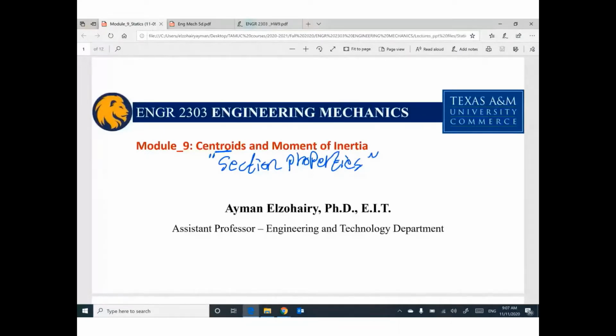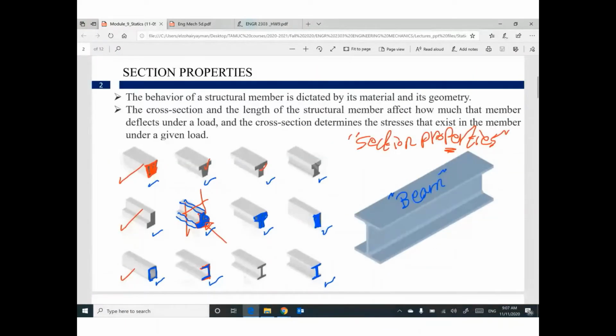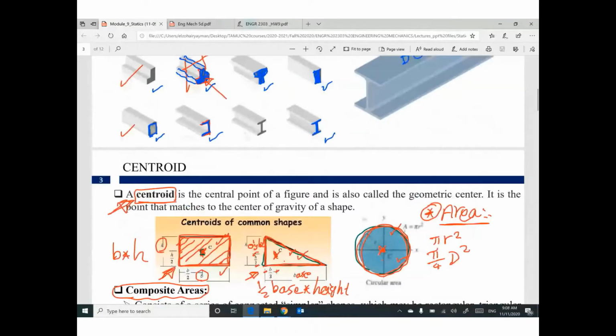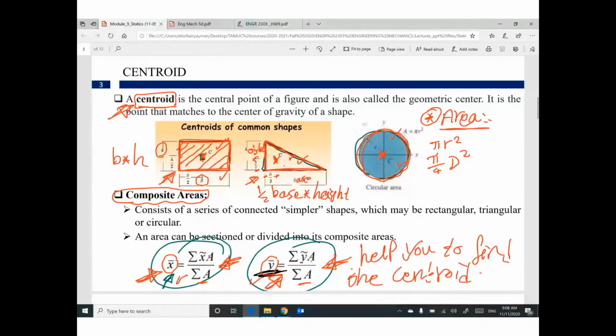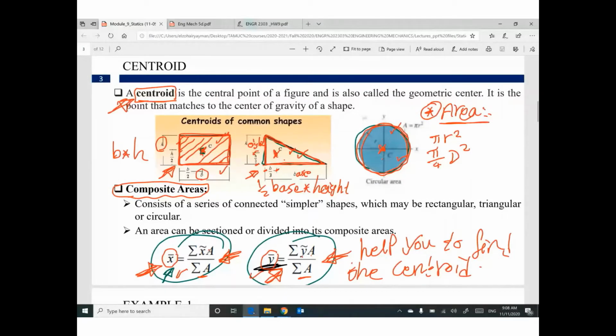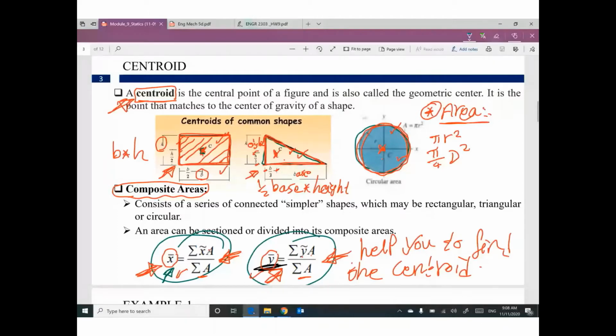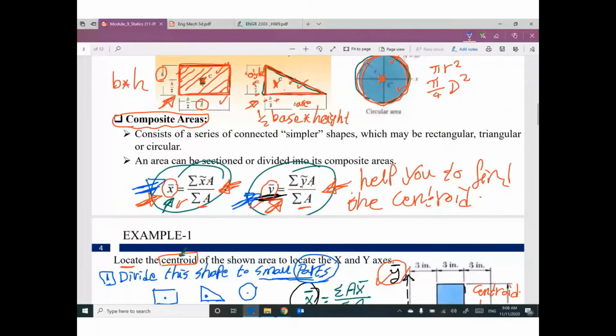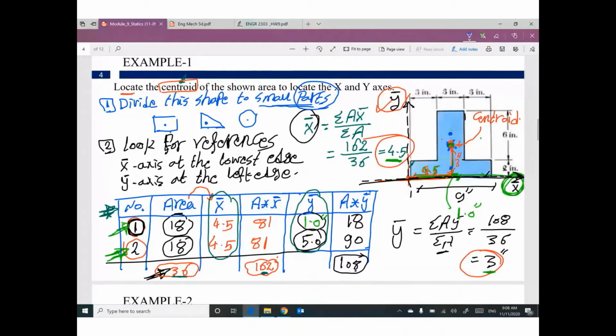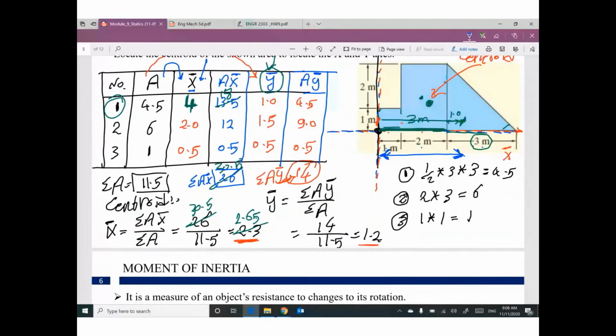Last meeting, we started with section properties. And I talked about cross section and what is the meaning of cross section. And I started with area. What is the area of rectangle, right angle triangle, circle, and where is the centroid of these simple shapes? If you have a more complicated cross section, which you call the composite area, that means we have many parts connected together. So I can figure out the centroid by this expression and this expression. We can do this using a table to figure out where is the centroid of the given cross section.